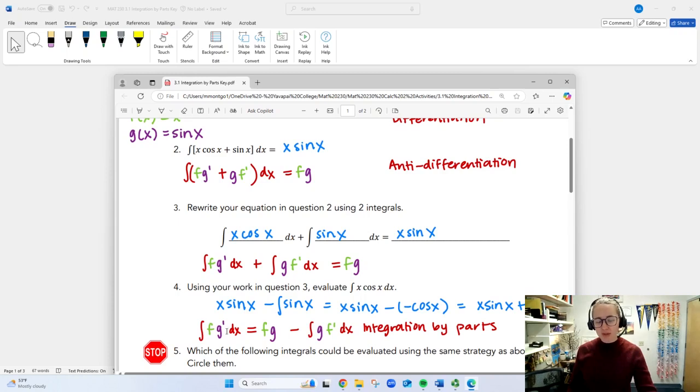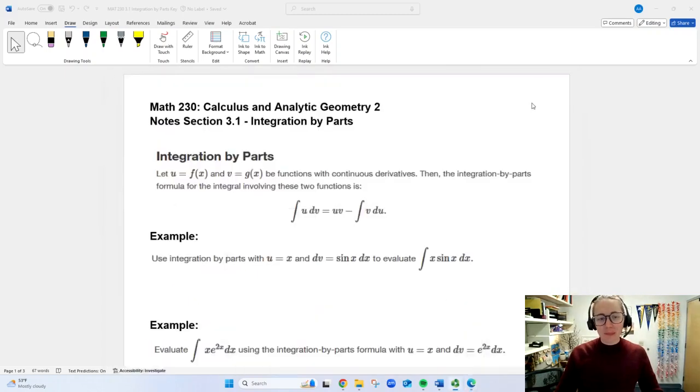Our g prime should be something that is not too hard to actually find our antiderivative of, because you'll see g is used over here and over here. And our f is something that when we take our derivative of it, it actually simplifies our function more. So in our case, our f was our x right here because our derivative of that was just 1, and that made our integral easier to take the antiderivative of.